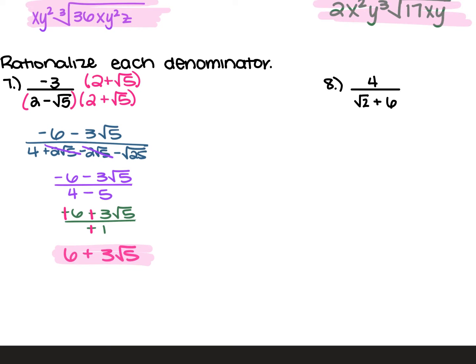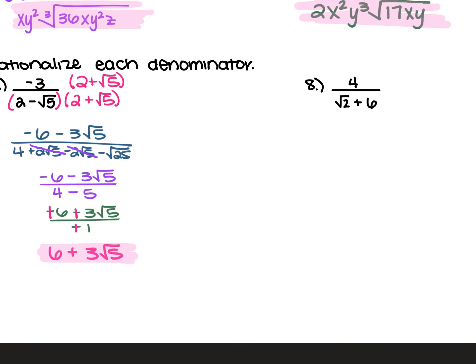For number 8, you have 4 over the square root of 2 plus 6. So we're going to put parentheses around the denominator and then find the conjugate of it, which is the square root of 2 minus 6. We're going to multiply the top and the bottom by that.